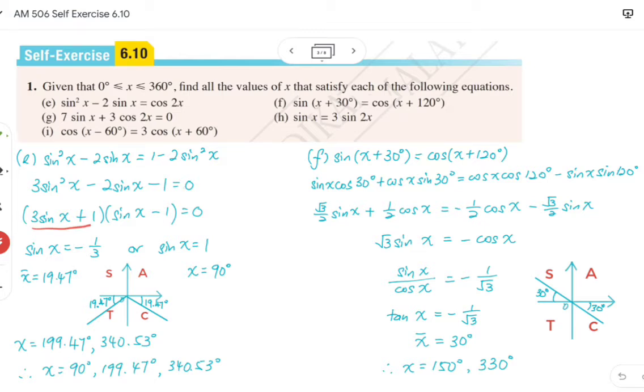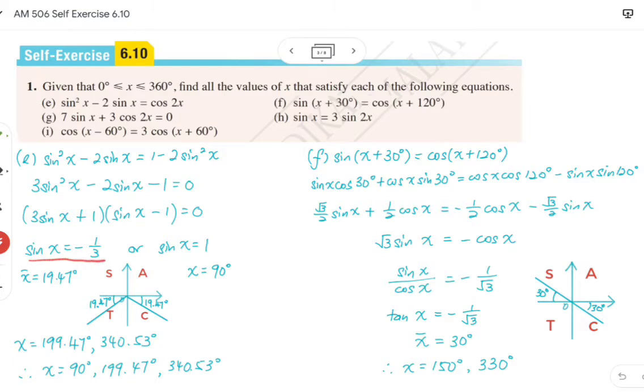And factorize our equation. We have 3 sine x times sine x. And then the product of the roots will be negative 1. So we try to put 1 and 1. 3 times 1, we will get 3. Okay. And then 1 times sine x, we get 1 sine x. So 3 sine x and 1 sine x to form a negative 2 sine x, we need negative 3 plus 1. Alright. Therefore, we have 3 sine x plus 1 times sine x minus 1 equals to 0.